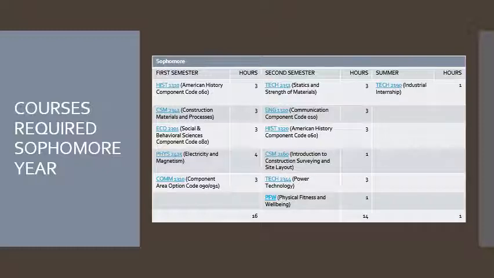For your English, you will take College Writing 2, the continuation of English 1310. Expository writing as a means of analyzing and understanding text. You also take the History of the United States 1877 to date, the second semester, to finish up to the present. You also do an introduction of construction surveying and site layout.